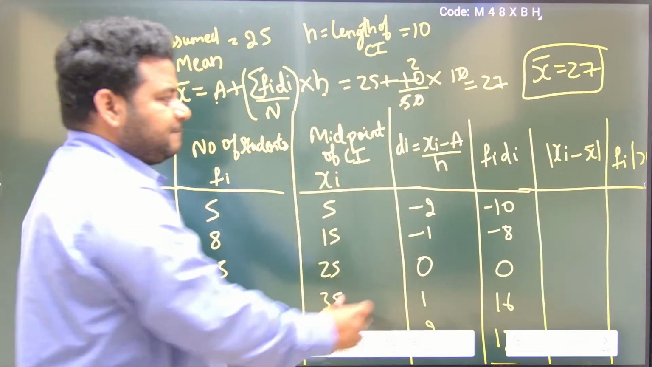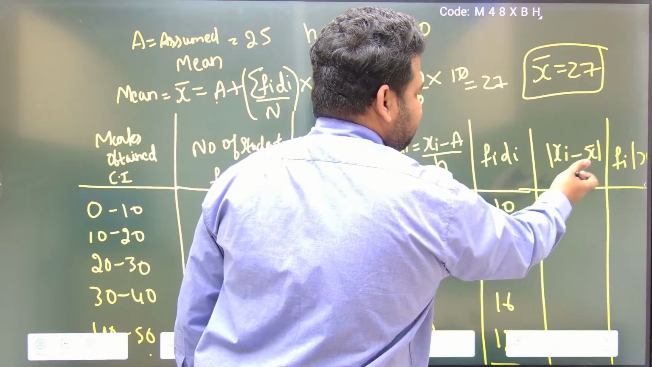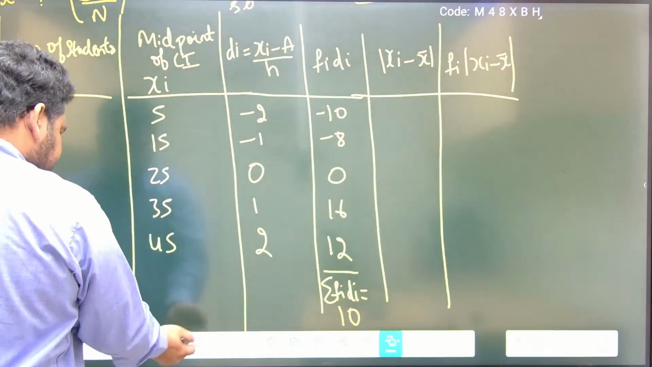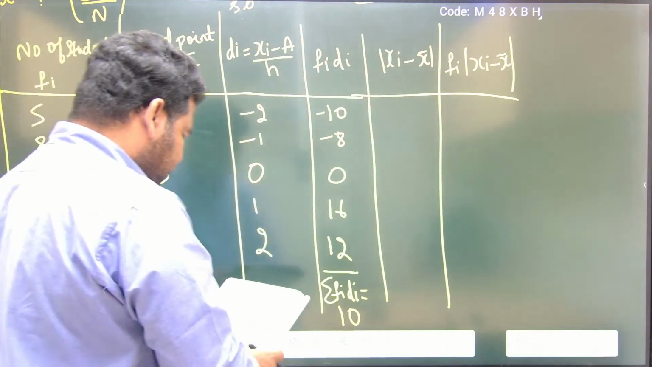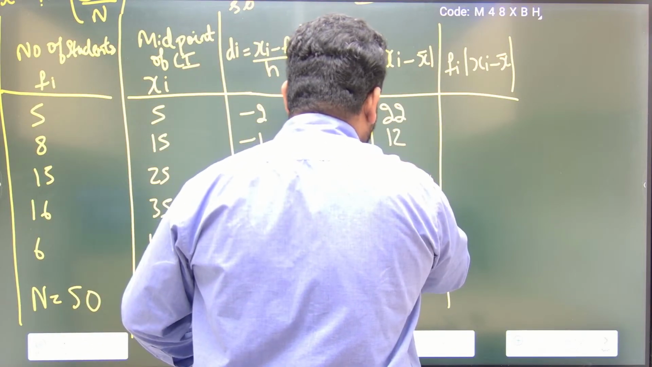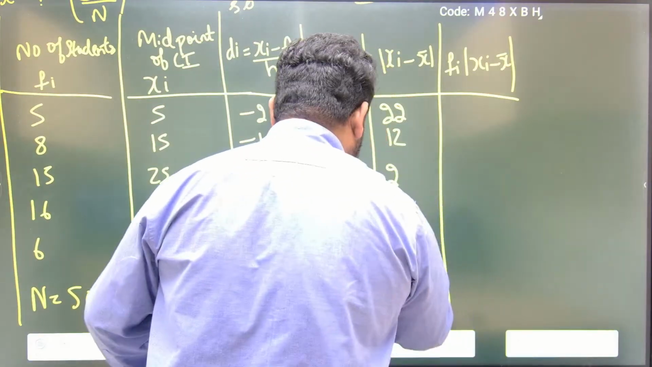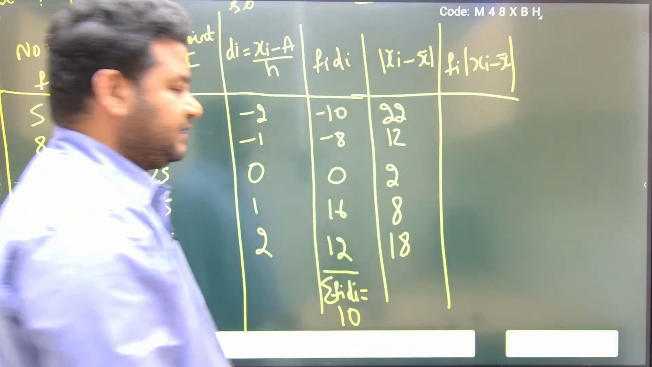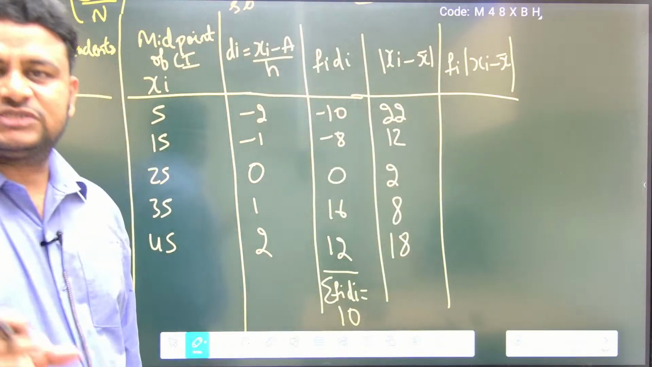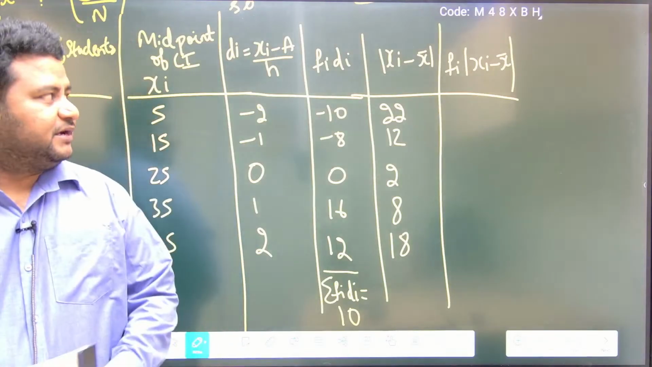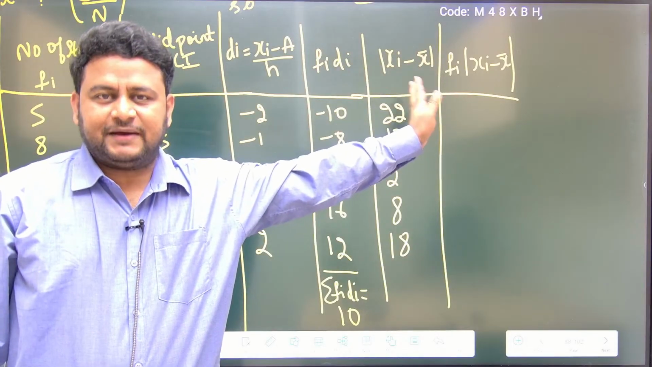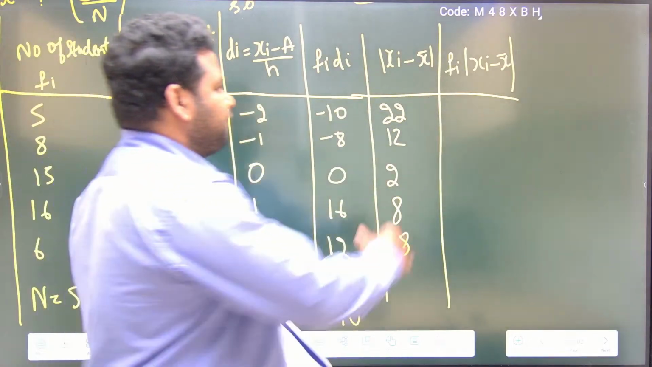Once we get X bar, we can put the values here: Xi minus X bar, and Fi into Xi minus X bar. We can find it out very easily. Xi minus X bar on finding out, we will get 22, 12, 2, 8, and 18. Now we have to do Fi into Xi minus X bar. Why? Because we want the mean deviation. The mean deviation formula is summation of Fi into Xi minus X bar, divided by n.